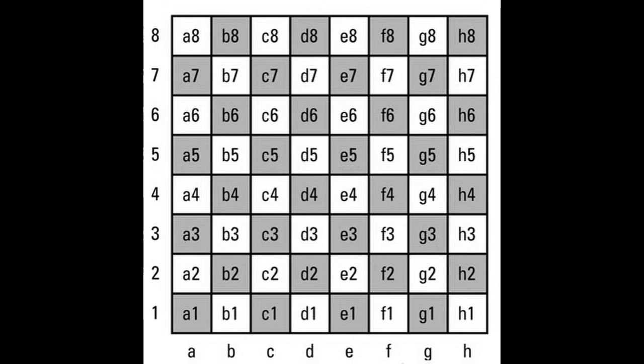Notation. In this system, the vertical rows of squares, called files, are lettered from left to right: A, B, C, D, E, F, G and H. The horizontal rows of squares are called ranks and are numbered from 1 to 8. Each square has its own letter and number. So here is an example of a square name in the picture.